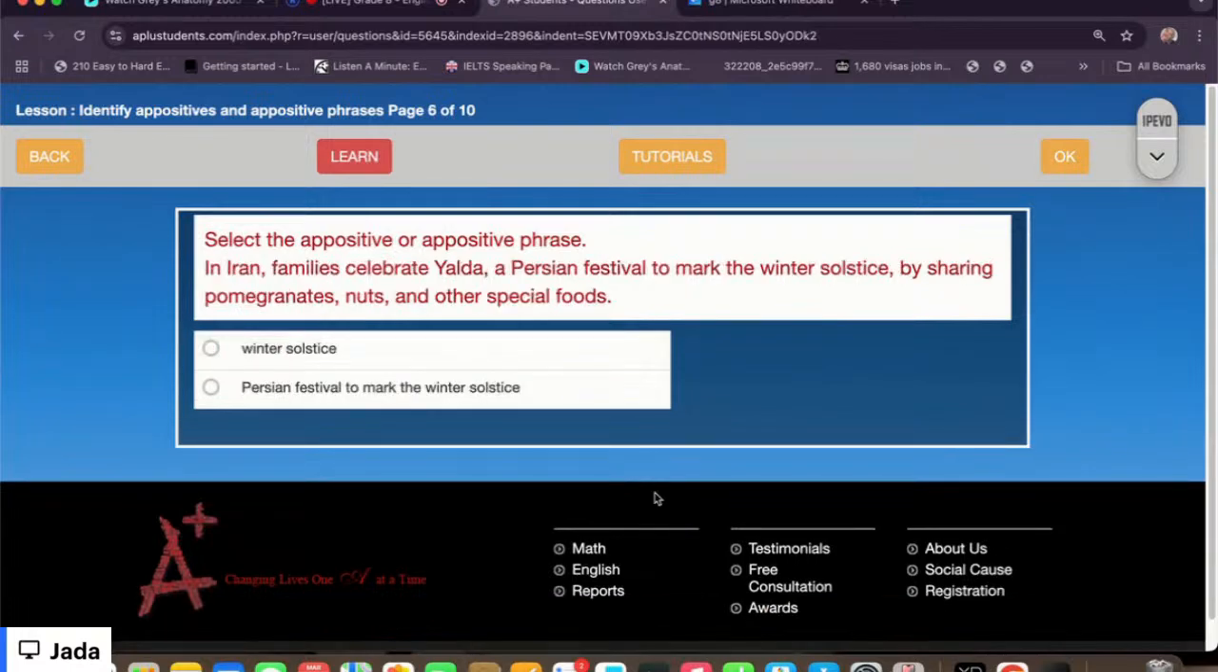In Iran, families celebrate Yalda, a Persian festival to mark the winter solstice, by sharing pomegranates, nuts, and other special food. So, what is the appositive here?